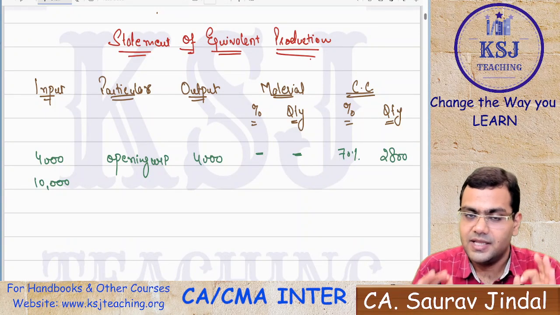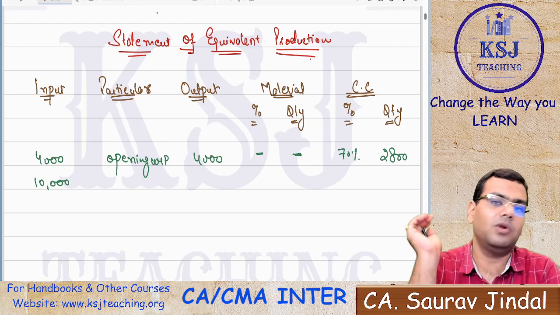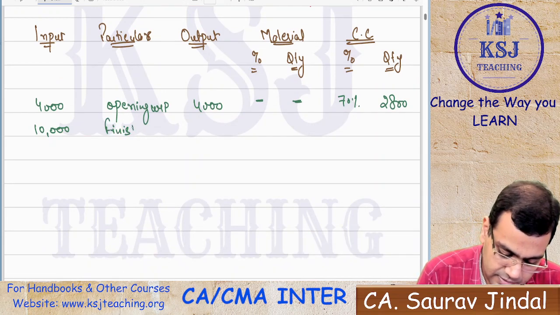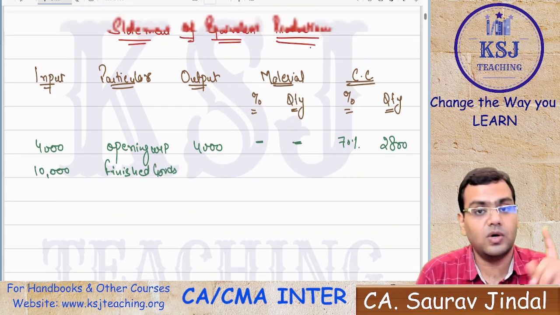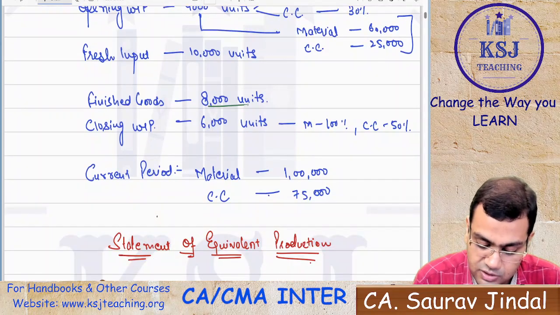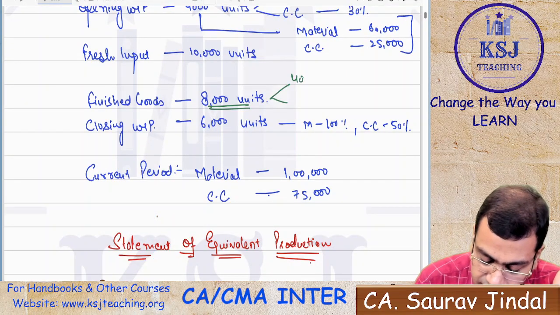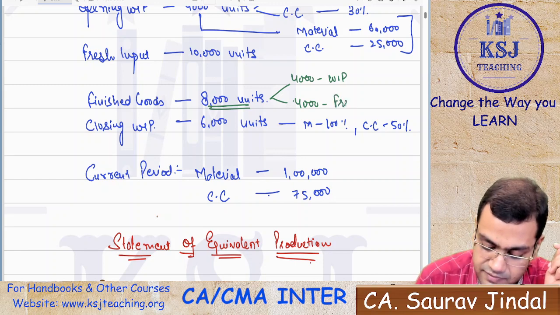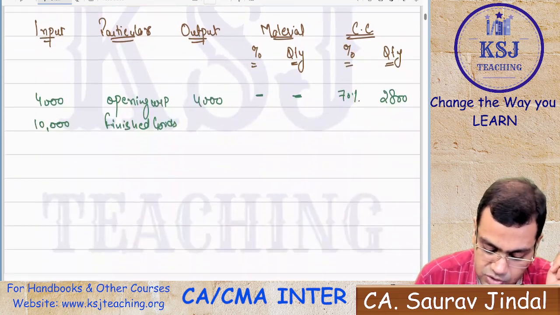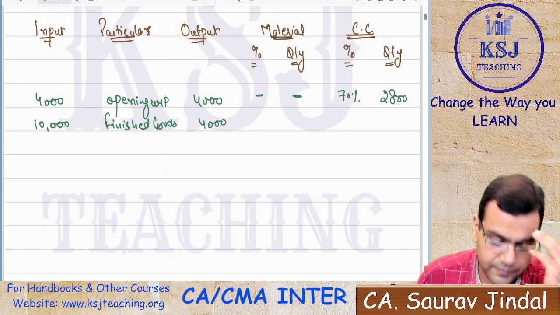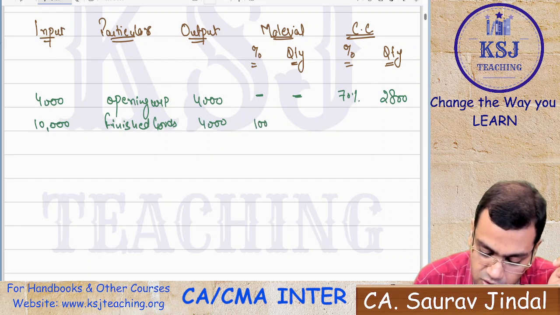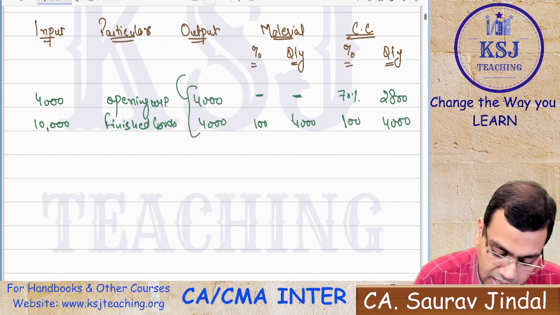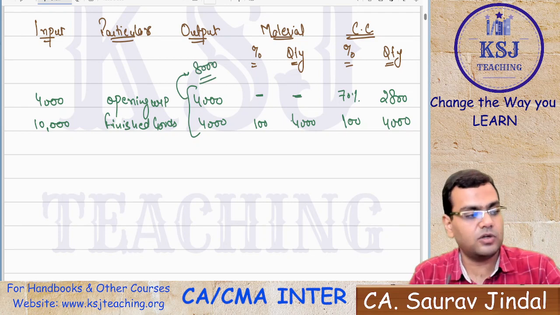The FIFO method says that first you will process whatever is your opening WIP. First you will complete that. Then what is your finished goods? Here again you have to be very careful. Finished goods are 8,000. Out of this 8,000, first 4,000 is from WIP, and from fresh input it is only 4,000 units. So here I will write 4,000, and on this, 100% of the cost has been incurred in this period. This is how the total output of 8,000 was there: 4,000 opening, 4,000 from fresh input.